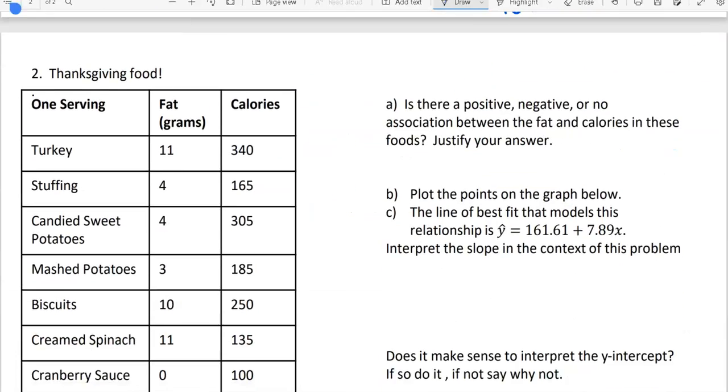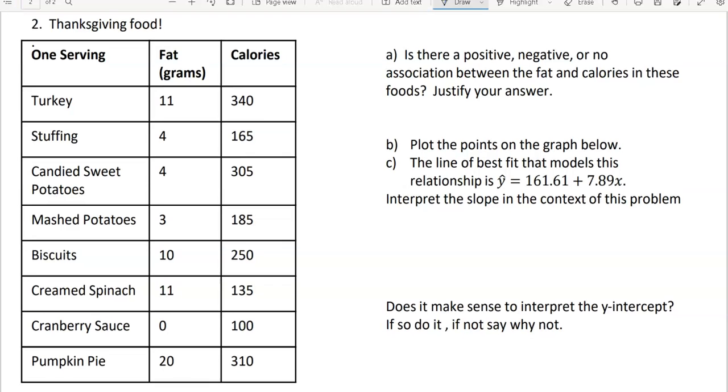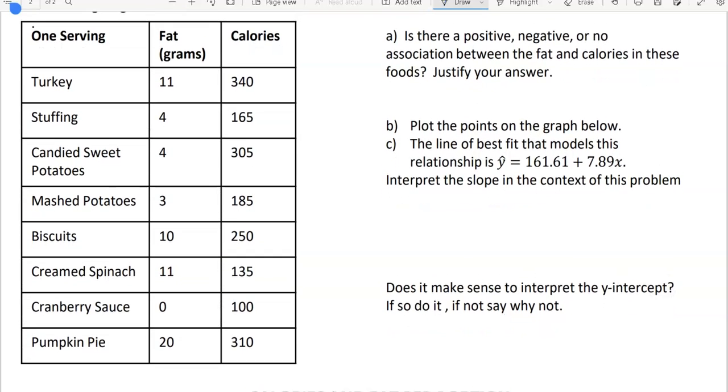So let's do another example. Here we go. We have food. We have one serving of different Thanksgiving food. We have the fat in grams, and we have the calories. Part A, is there a positive, negative, or no association between the fat and the calories in this food? Let's look. 11 grams of fat, 340 calories. I would assume that there's really no association. It's kind of all over the place. So I'm going to say no association.